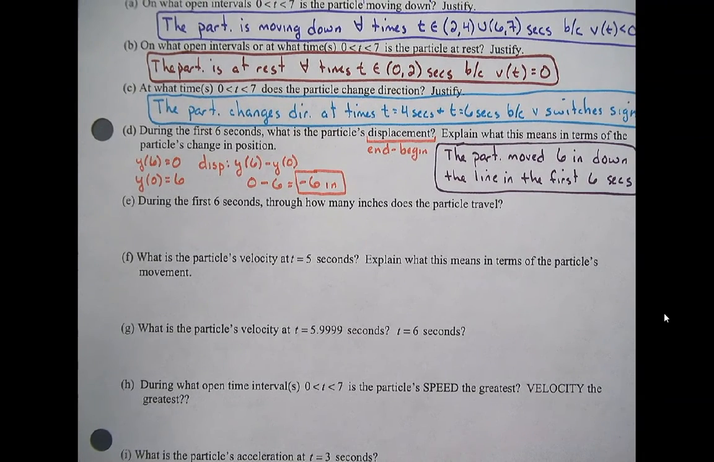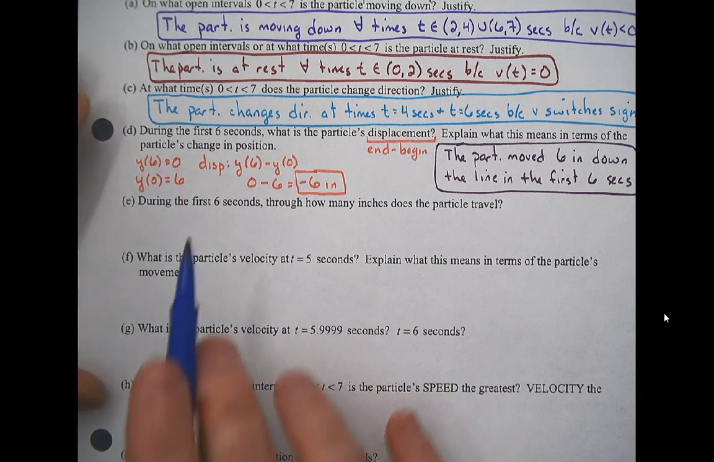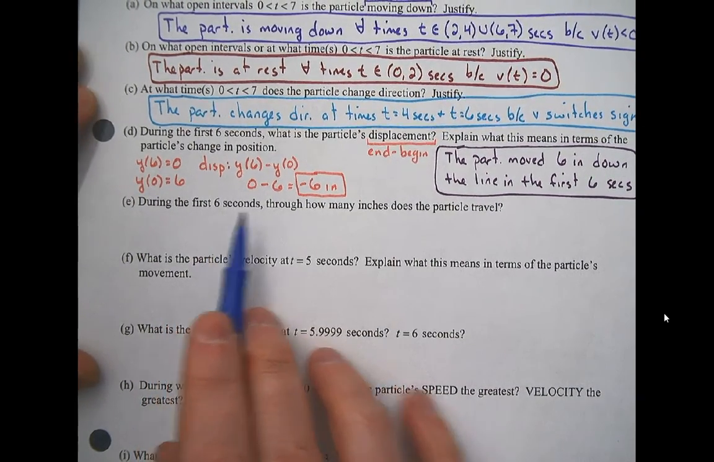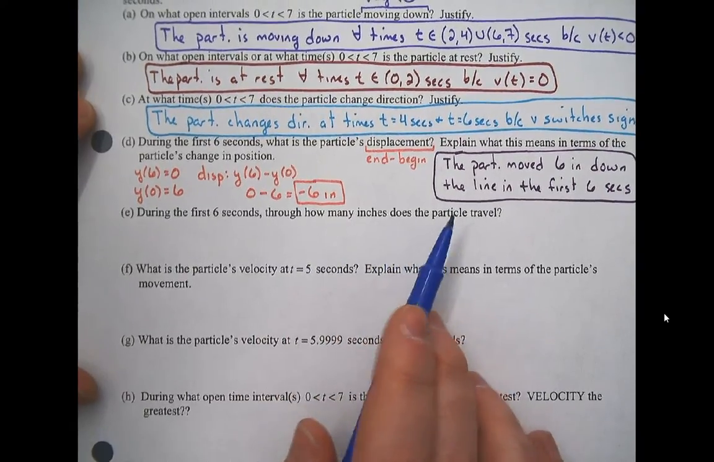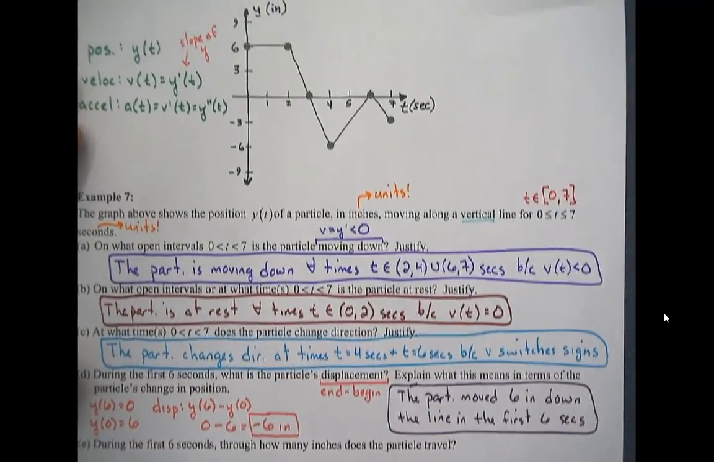During the first 6 seconds, how many inches does the particle travel? Okay, this gets to be a more interesting question in my opinion, because we've got to figure out now how many times our particle stopped, started, moved, changed directions, and then we've got to calculate all those individual distances. So, during the first 6 seconds, through how many inches does the particle travel? So we want to figure out what's happening right off the bat.